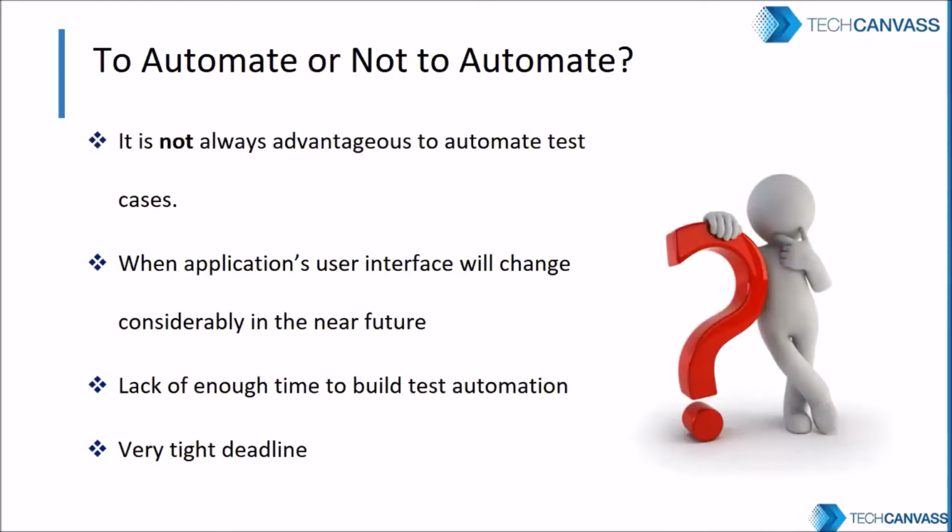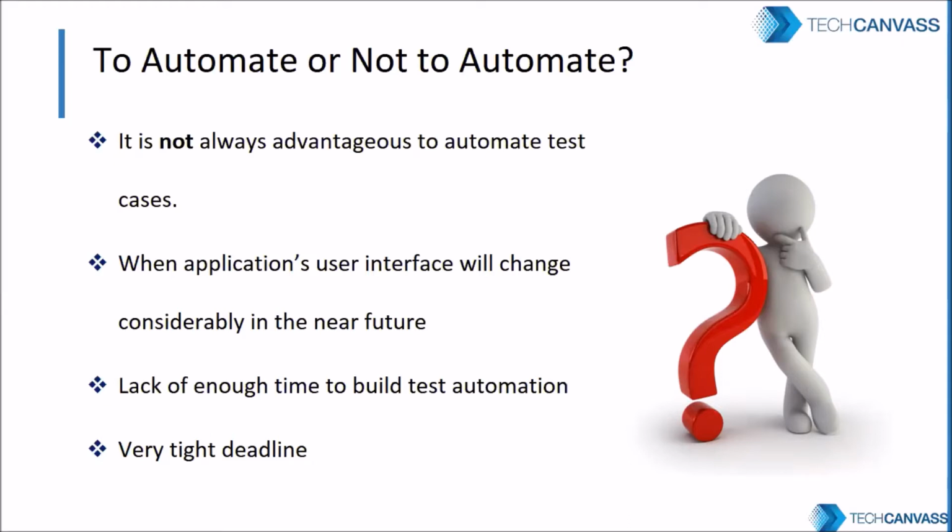Now, there is always a question whether to automate or not to automate. So automation is not always advantageous. There are some areas or some situations where we should not go for automation. Instead, prefer manual testing. When the application's UI will change a lot of times, when it is expected that the application is going to have a lot of changes, then automation is not the best solution.